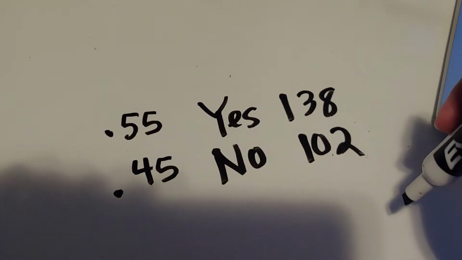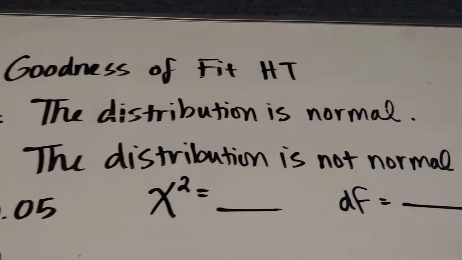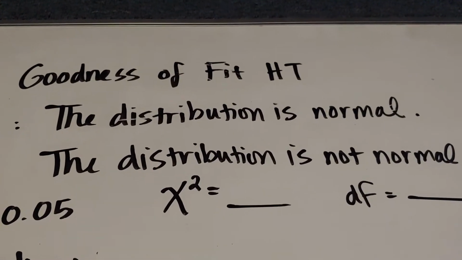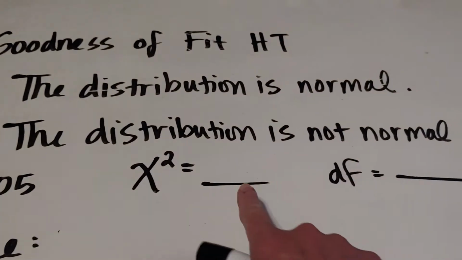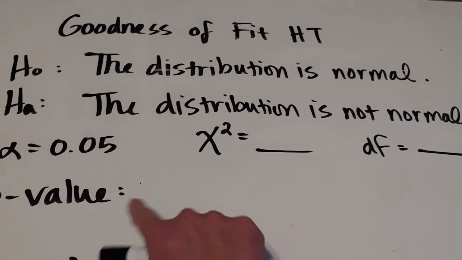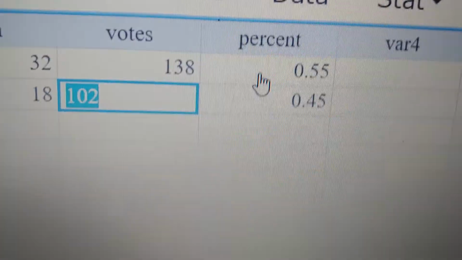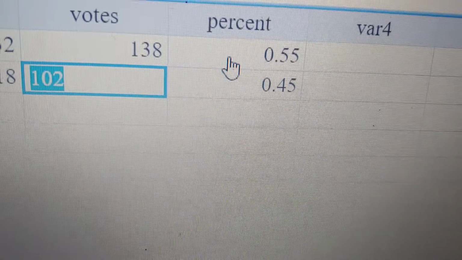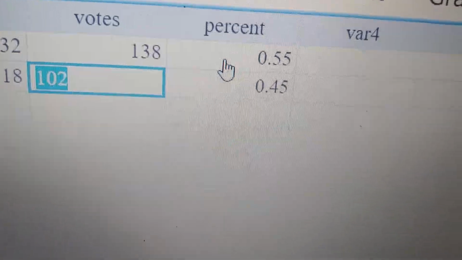Okay. So what's going to happen is we're still going to say the distribution is normal and the distribution is not normal. And we're still going to go get the chi-squared, the DF, and the p-value from StatCrunch. But I'm going to show you something different that happens in StatCrunch. So what you're going to do is put your votes in, and I already put them in one column, so the 138 and the 102.